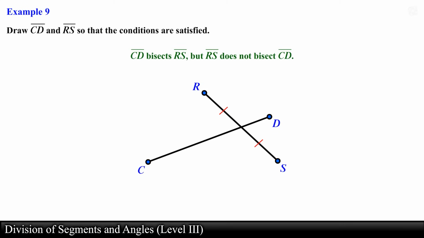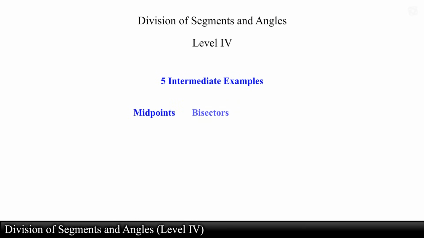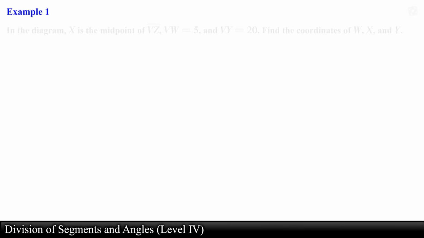Alright, in our next video, we will go over more challenging examples involving midpoints, bisectors, and trisectors. Division of segments and angles, Level 4. In this video, we will go over more challenging examples involving midpoints, bisectors, and trisectors. Let's go ahead and jump straight into the first example.